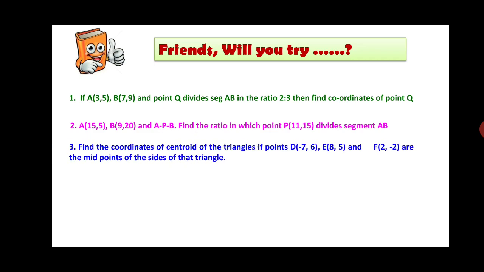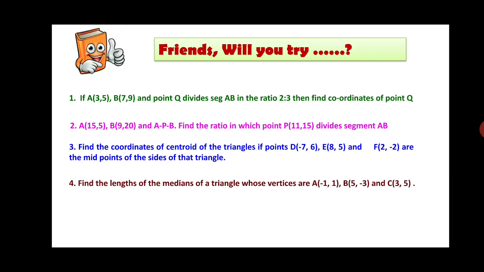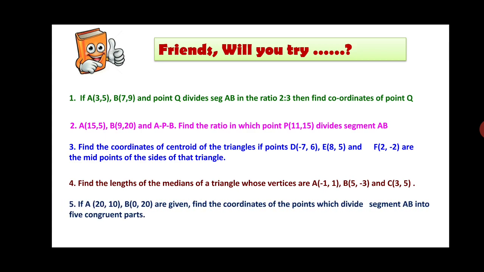Find the coordinates of the centroid of the triangle if points D (minus 7, 6), E (8, 5) and F (2, minus 2) are the midpoints of the sides of that triangle. Find the lengths of the medians of a triangle whose vertices are A (minus 1, 1), B (5, minus 3) and C (3, 5). Last one, if A (20, 10) and B (0, 20) are given, find the coordinates of the points which divide line segment AB into 5 congruent parts. So I think certainly you will attempt all these problems and practice them.